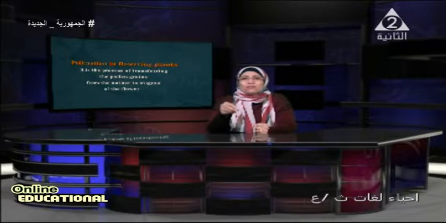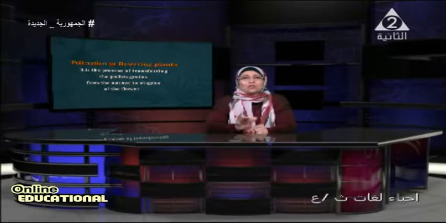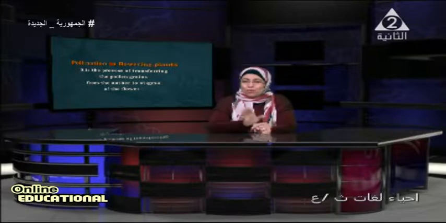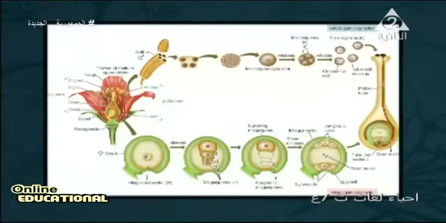Because the pollen grain transfers from the anther of the same flower to the stigma in the same flower, in its place, not transferred from one flower to another. Okay? Now we will continue with pollination. Pollination means transferring of pollen grain from anther to the stigma. Okay? This is the transfer.